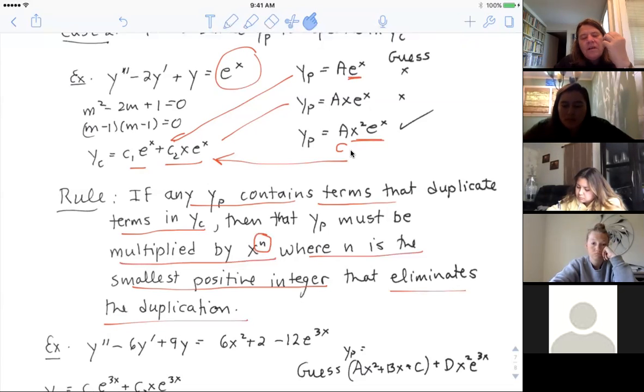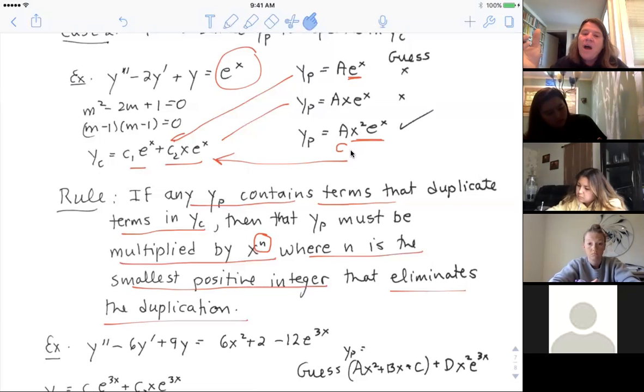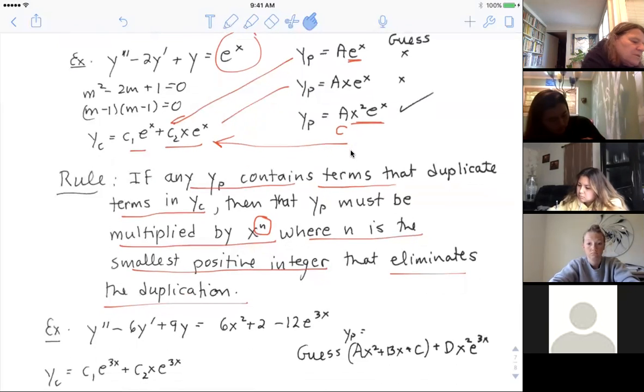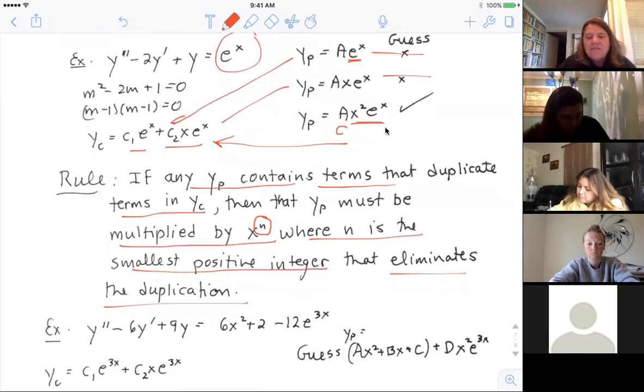On Moodle, there is a document called Practice Guessing. What I've asked you to do is not to solve the DE, but to look at the YC. You need to solve the homogeneous part, but then make a guess based on your YC what your YP should be. In other words, you're going to make an initial guess like this one, and maybe like this one, all right, this one, and then you're going to get your final guess.